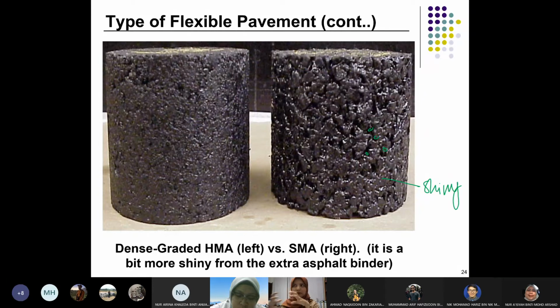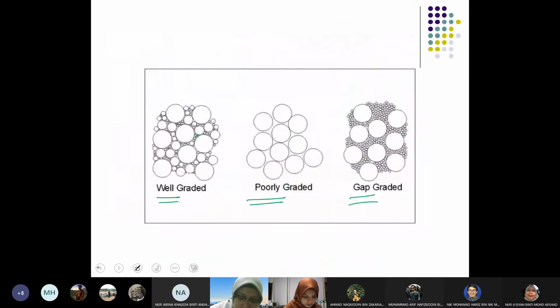Sebab dia letak emulsion tu untuk bind the material. Macam yang sebelah kiri ni dah tak perlu nak guna banyak emulsion to bind them, sebab the materials themselves, they can actually engage between one to another. Okay, so itu beza dia.